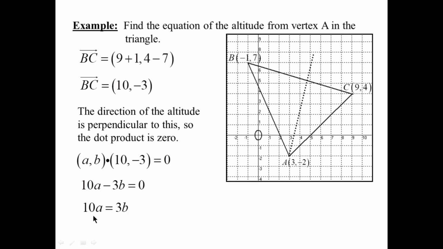So how do you get it? I zoom in with my eyes, ignore the 10, ignore the b. A equals 3 and b equals 10. So 3, 10 works. And you can check: put 3 in here, you get 30. Put 10 in here, you get 30. Right, 3, 10 works. So now I've got the direction of that altitude.